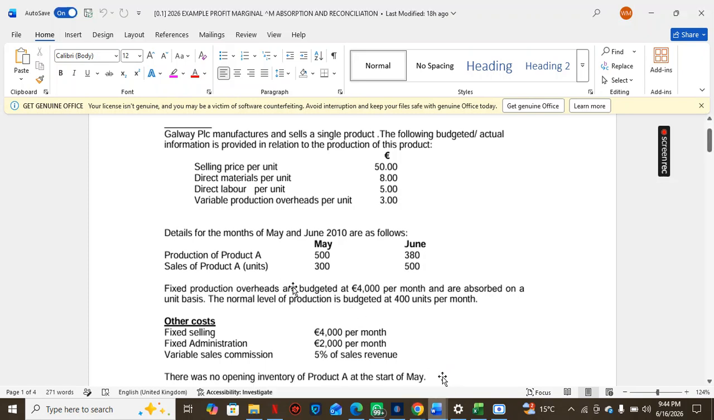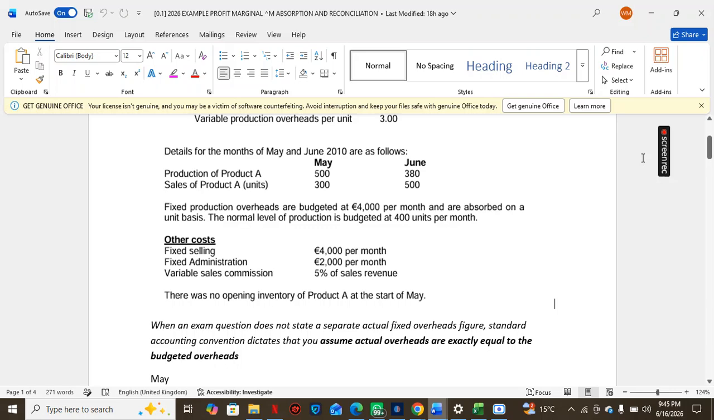Fixed production overheads are budgeted at $4,000 per month and are absorbed on a unit basis. The normal level of production is budgeted at 400 units per month. With other costs here: fixed selling 4,000 per month, fixed administration 2,000 per month, variable sales commission 5% of sales revenue. They tell us there was no opening inventory of product A at the start of May.